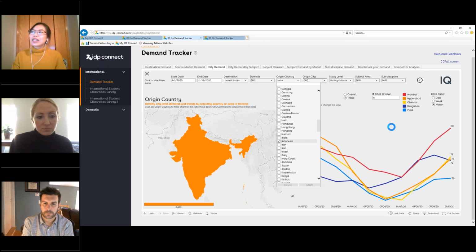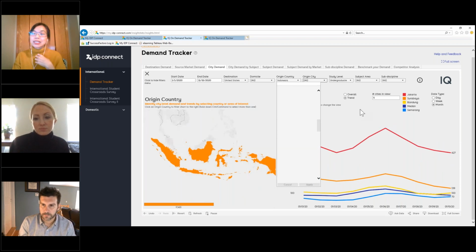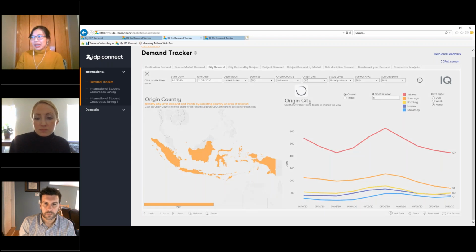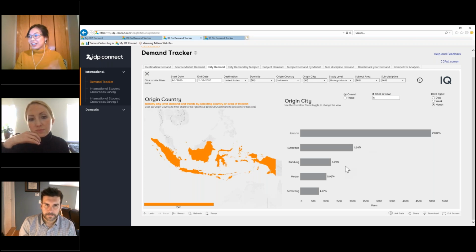If you would like to look at overall volume, to see which city would be best for you to allocate your time and resources in, I would highly recommend going with the overall option to view the data. That will give you the bar chart. For Indonesia, everything is usually around Jakarta, but there are also other areas in Indonesia, like Surabaya and then Bandung, that may be up and coming as well.